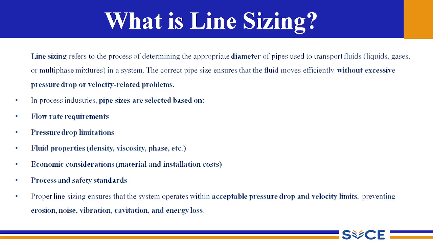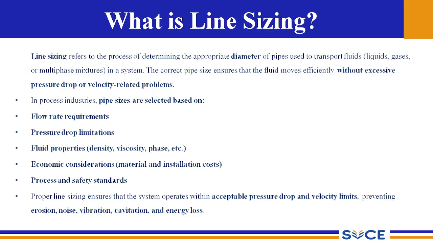When you determine the correct pipe size, it will ensure that the fluid is moving efficiently without excess pressure drop or velocity related problems like hammering and pipeline erosion. Because of high velocity, if you have a smaller diameter pipeline, there will be erosion related problems which affect the pipeline thickness.